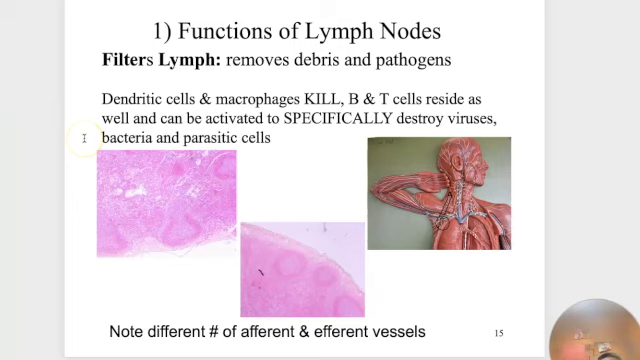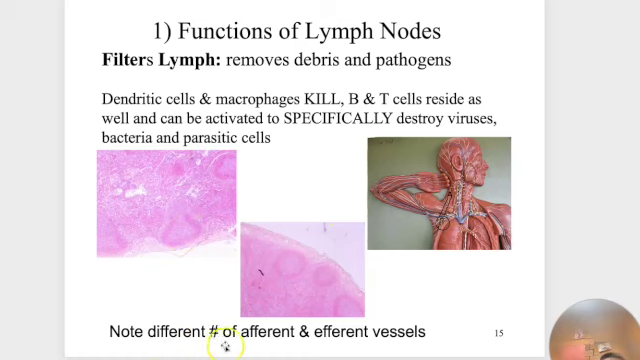So the lymph nodes filter lymph and remove debris. The lymph node will remove the debris and the pathogens from the lymph. Pathogens are then sent to the lymph nodes where they are killed or eaten by macrophages. So these big ones, these little yellow things, are called lymph nodes.